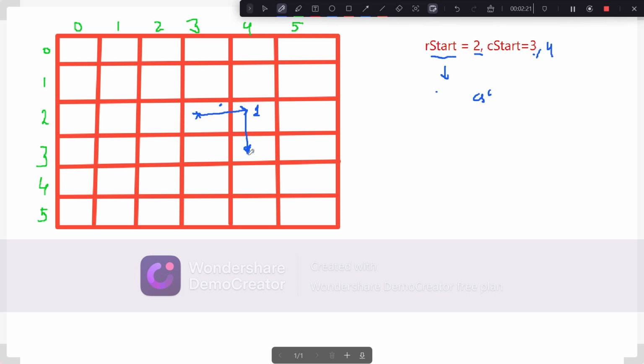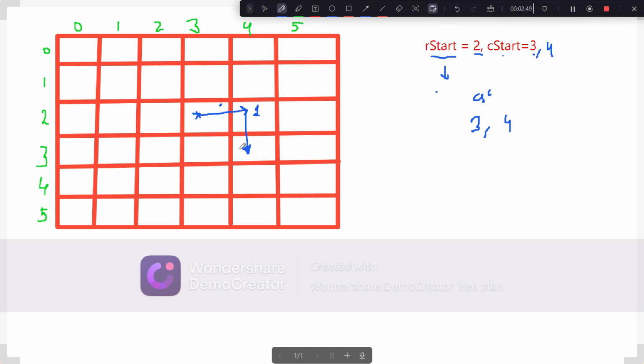Now we are going down. In this case our direction changed. So far we were adding to the column; now we are adding the positive value to our row. When we make one more step down, our row start becomes 3, and c_start, the column, is still 4. At this place we are at 3 and 4.